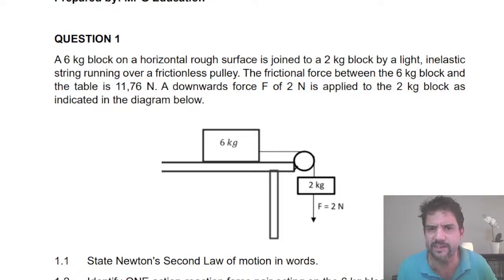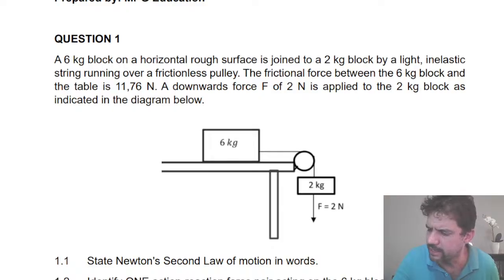The frictional force between the 6 kilogram block and the table is 11,76, and I'm going to write it here so I don't have to come back to the question. The frictional force is going to be equal to 11,76 newton. All right, a downward force of 2 newton is applied on the 2 kilogram block. And now this is very important. The force is acting on the 2 kilogram block downward. It's pulling the whole system down. It is not acting on the 6 kilogram block. So the applied force is equal to 2 newton, and I'm writing the data here because I do not want to come back all the time. It's applied on the 2 kilogram block as indicated in the diagram.